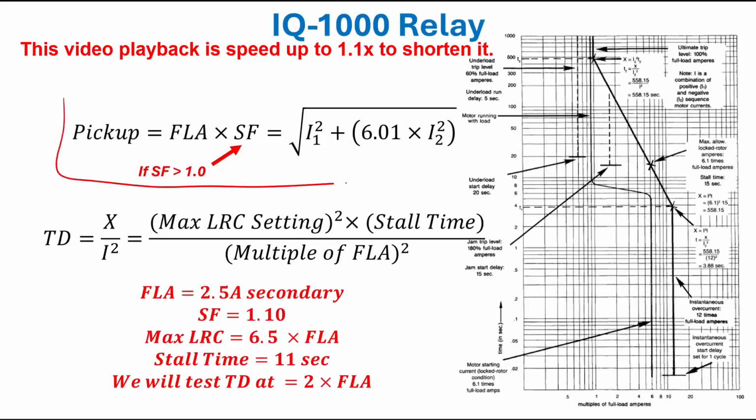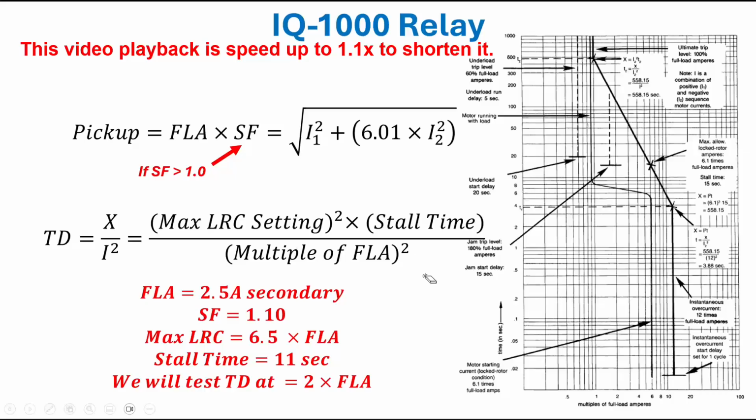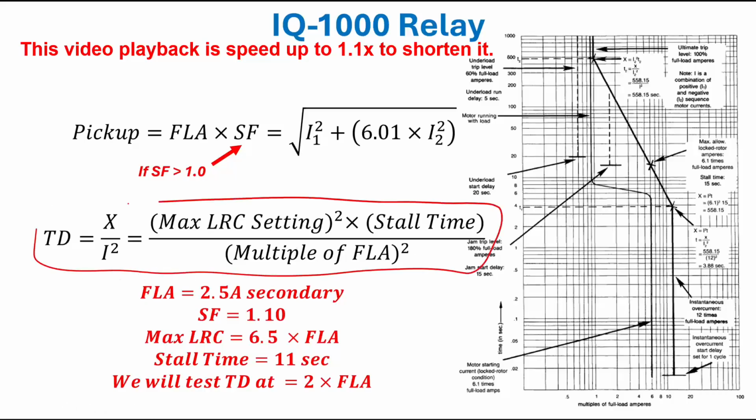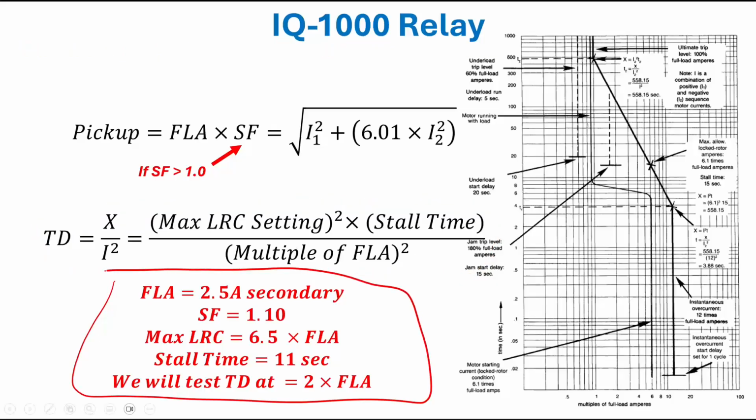In the last video, we went over how to get all of these variables defined. This is for the pickup, and then this is for the time delay. And we defined everything in the last video, so if you want to figure out how we got this information out of the manuals, that's there. We also went over an example for the time delay, a little quick, but we went over it. And we're going to use these settings right here to do the testing, okay?